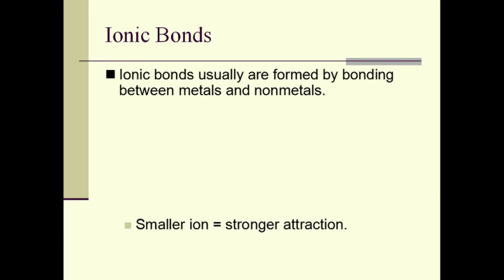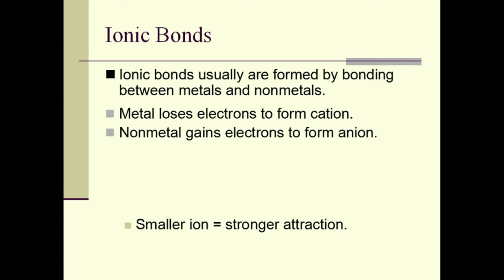Ionic bonds usually are formed by bonding between metals and non-metals, right? Metals lose electrons to form cations, and non-metals gain electrons to form anions. In the case of sodium chloride, or NaCl, sodium is the cation, that means it is a metal atom, and chlorine, we know, is a non-metal, and it easily gains an electron, so it forms an anion, right?